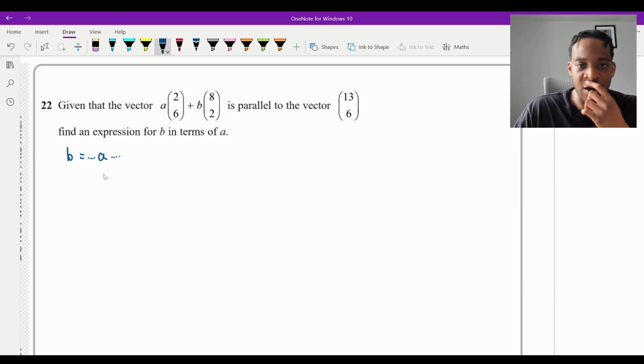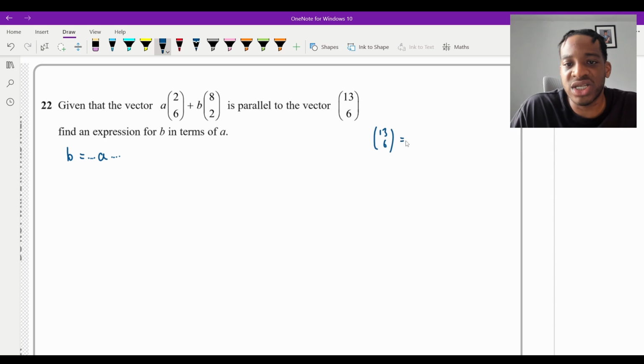That's the first thing. Now, secondly, they've said that this vector here is parallel to this vector. Now, firstly, what you need to remember is the definition of parallel vectors. If vectors are parallel to each other, it means that they're just multiples of one another. So I'll just give you an example, right? Let's say we've got the vector (13, 6), like this.